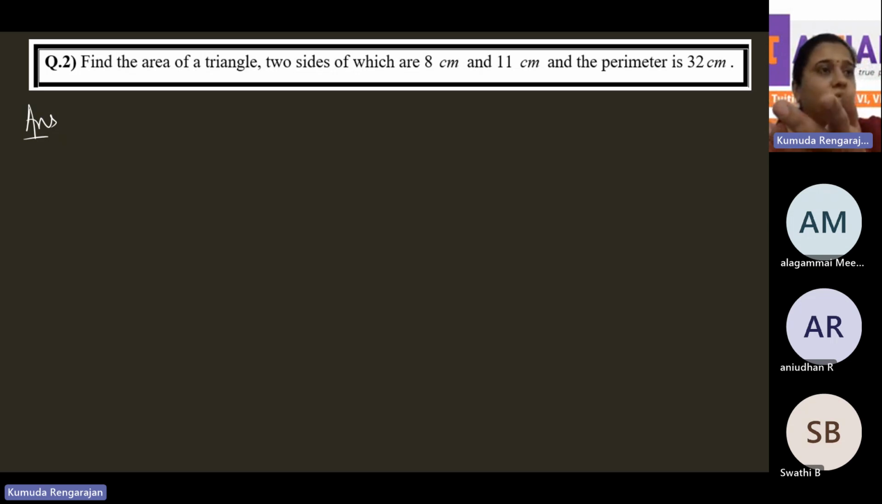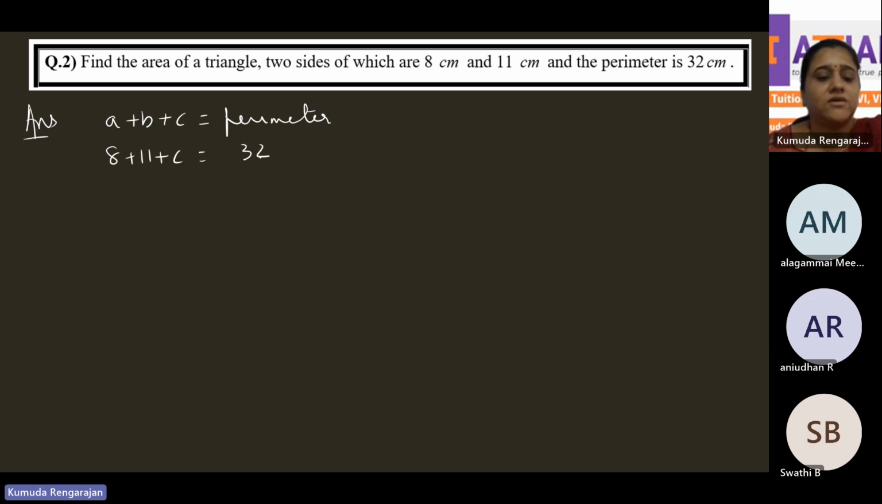Then only you can use the formula. You need A, B, C and semi-perimeter. A is 8 centimeters, B is 11 centimeters. What about C? Perimeter is 32. So what do you know? A plus B plus C is equal to perimeter, correct? So 8 plus 11 plus C is equal to 32. So C is equal to 32 minus 19. So C is equal to 13.